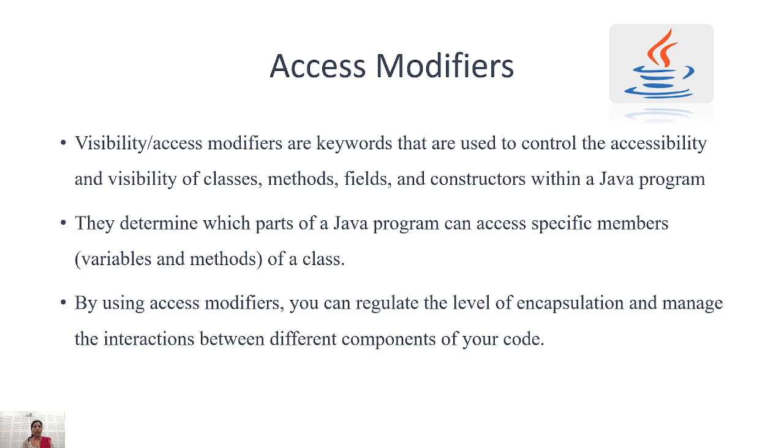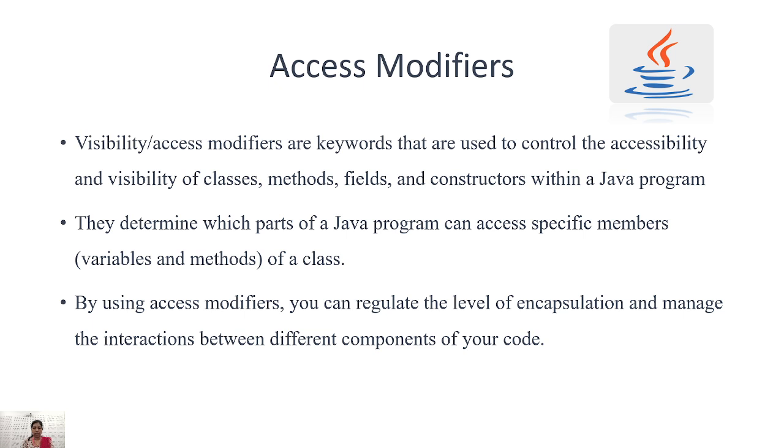So let's see what the access modifiers actually are. The access modifiers are nothing but keywords that are used to control the accessibility and visibility of the classes, methods, fields, and constructors within a Java program. They determine which part of a Java program can access specific members, that is the variables and the methods of a class. By using access modifiers, you can regulate the level of encapsulation and manage the interaction between the different components of your code.